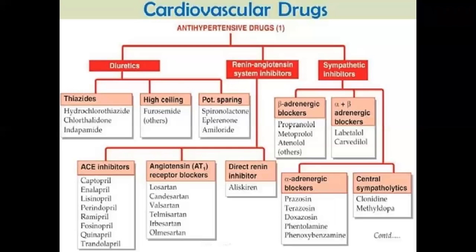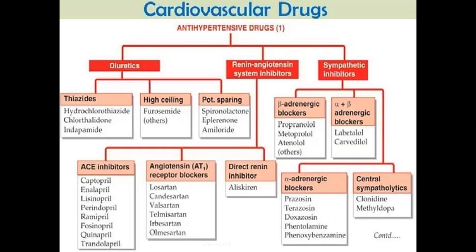So in this classification of antihypertensive drugs, there are diuretics, in which there are thiazides, moderate diuretics, and high-ceiling diuretics like furosemide and bumetanide. From thiazides, hydrochlorothiazide, chlorothiazide, and benzothiazide are there. And from potassium-sparing diuretics, like spironolactone and amiloride.